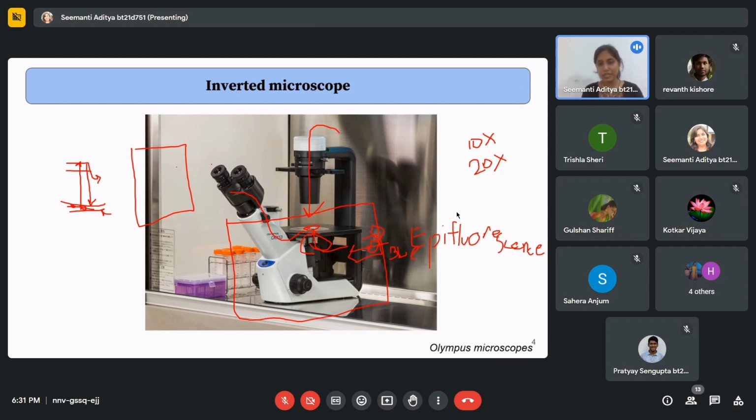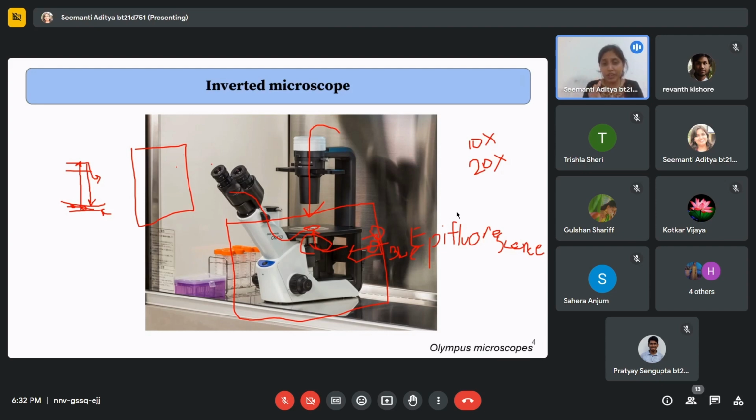So basically what that means is we are blocking all other sources of light and only exciting our sample with one particular source of light, green light, blue light, whatever light we want. And whatever one wavelength above it, we are observing. So for example, if you want to see red, then we have to excite it with yellow light or orange light. So like that.